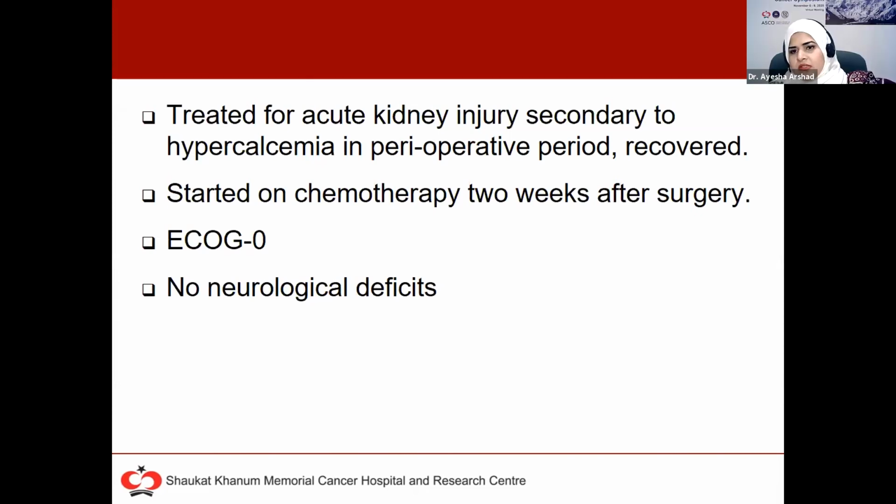Because of the disease burden, the patient had some problems perioperatively. She developed acute kidney injury because of hypercalcemia that was secondary to the osseous mets. However, we have nephrology services and that recovered. She has already been started on chemotherapy 2 weeks after surgery. At the moment, she is ECOG 0 and no neurological deficits.